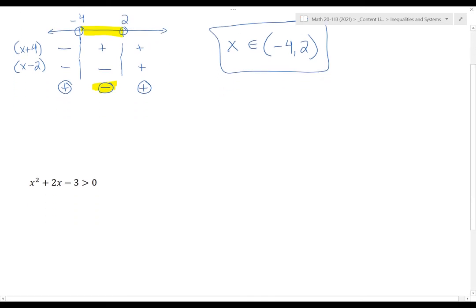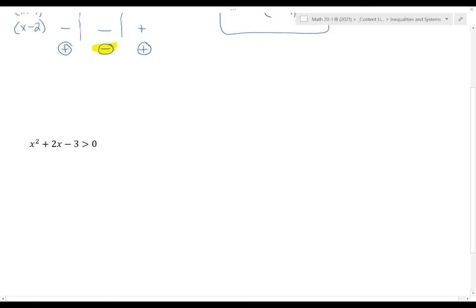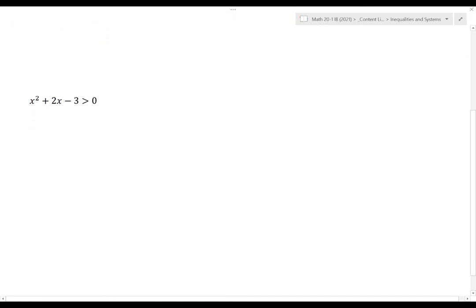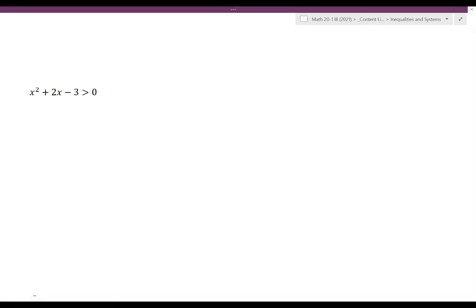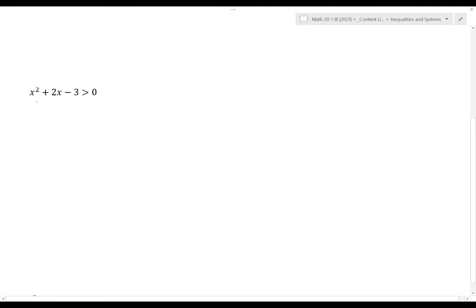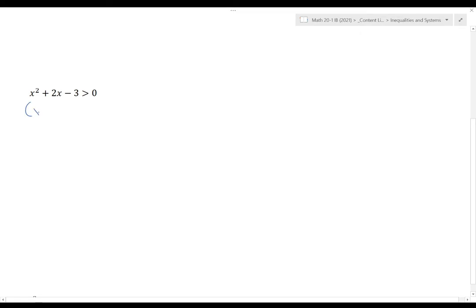Now, in this next example, it's essentially the same idea, except that I don't currently have this expressed as a product. It is expressed as a sum. And that doesn't tell me anything about whether it's going to be positive or negative. So I have to start by expressing it as factors. So (x + 3)(x - 1) > 0.